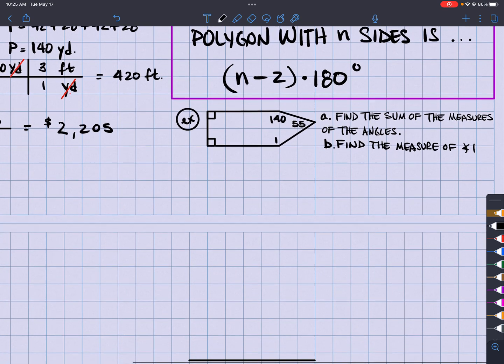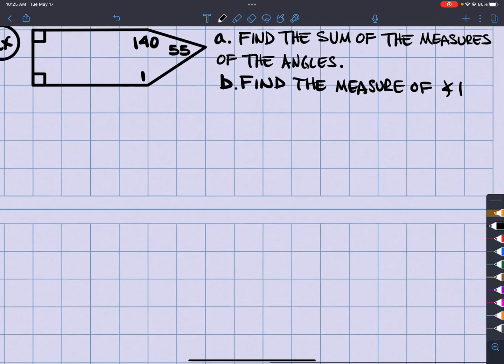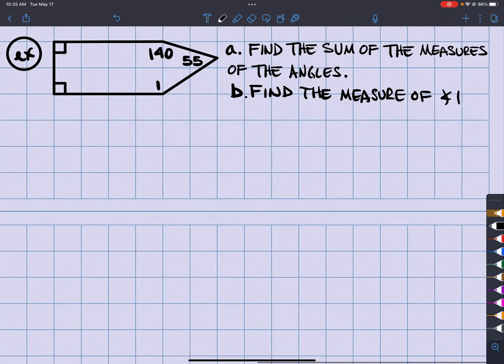All right, let's do one more here. So I have a polygon right here. Okay, clearly it's not regular because the sides are not the same. So part A wants to find the sum of the measures of the angles, meaning I want to find this angle plus this angle plus this angle plus this angle plus this angle. What is it all together? Okay, so I see that these right here are 90 degrees.